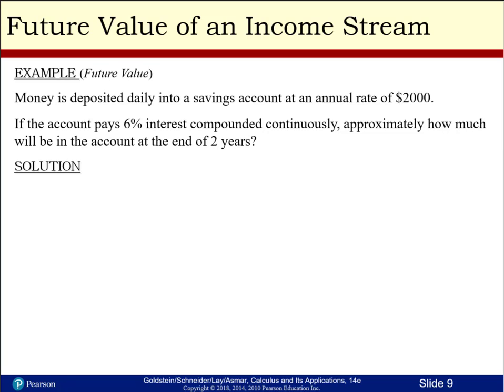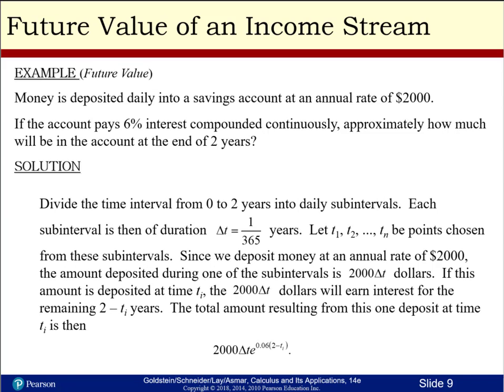So we have money is deposited daily. Money is deposited daily into a savings account at an annual rate of $2,000. So that means we're putting money in there daily, and it's going to add up to $2,000. Now, if the account pays 6% interest compounded continuously, approximately how much will be in the account at the end of 2 years? Yikes! So during the time interval from 0 to 2 years, it's divided into daily subintervals.